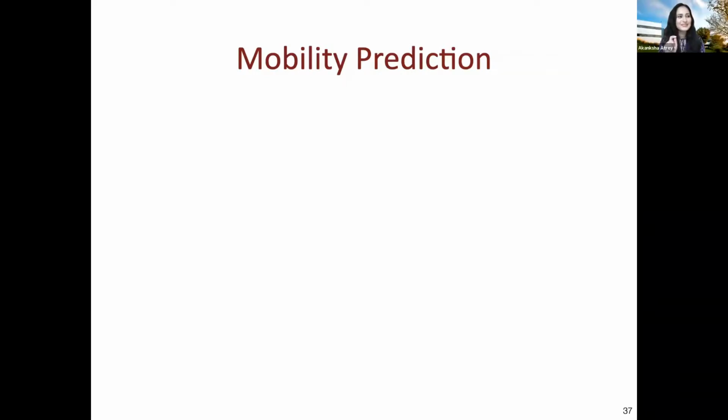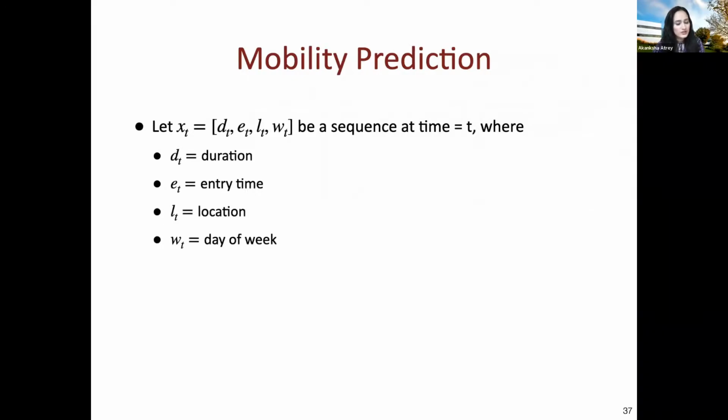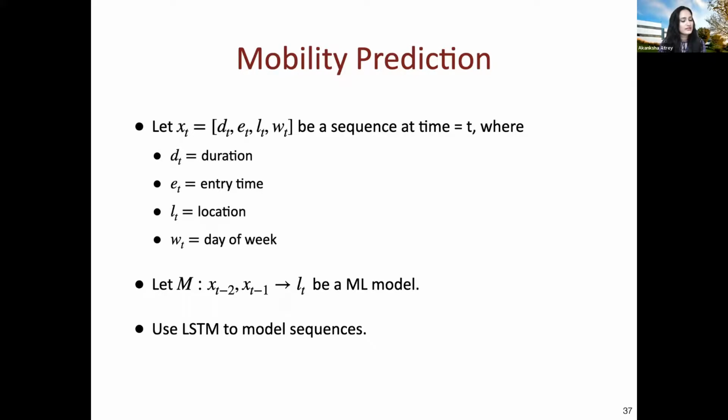So in this case, we're particularly looking at mobility prediction, and specifically next location prediction. So let's quickly look at what we're doing here. We have the sequential data, say at each point in time, you have this sequence of data which contains duration, entry time, location, and day of week. So to answer questions like, where was I on this day at this time, and how long did I stay there? And what this model, general model or personalized model, is doing is using the previous two sequences to predict the next location. And in our work, we're using LSTM to do that because they are good for predicting sequential data.